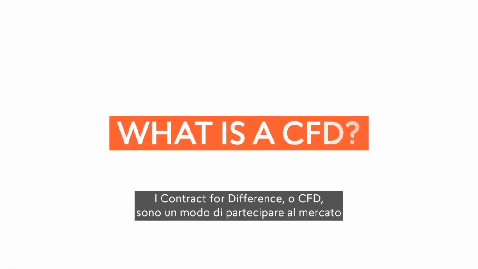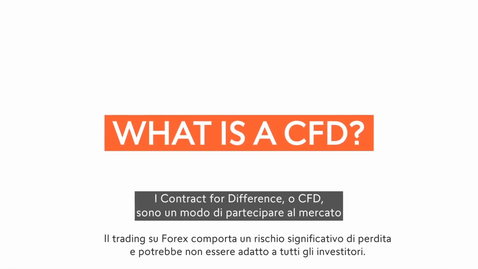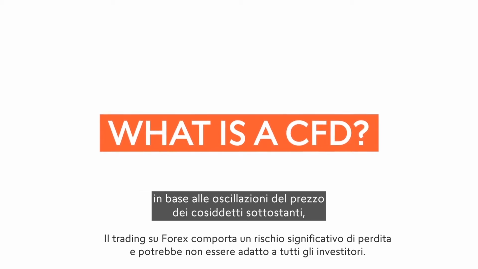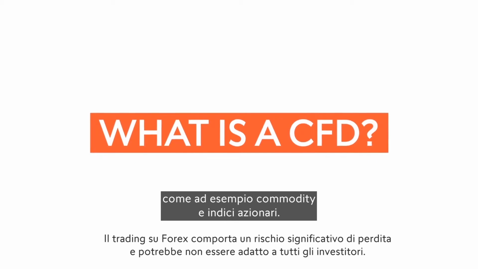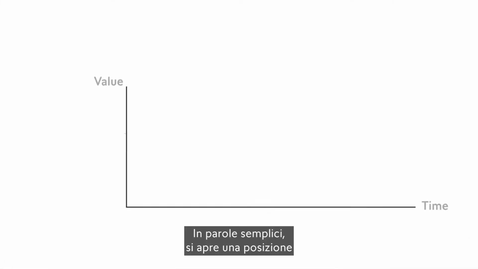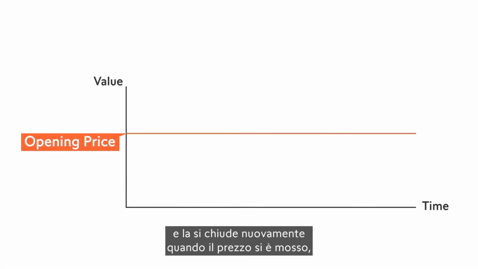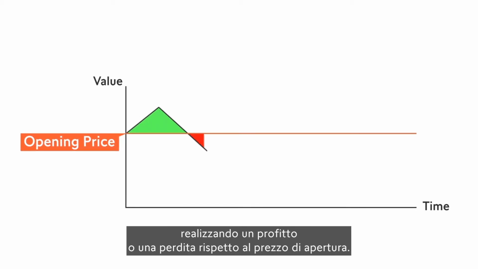Contracts for difference, or CFDs, are a way to participate in the market based on the price movements of so-called underlying assets, such as commodities and stock indices. Simply stated, you open a position and close it again when the price has moved, making a profit or loss compared to the opening price.